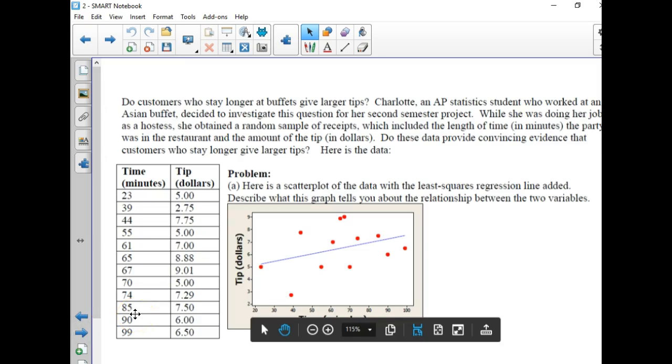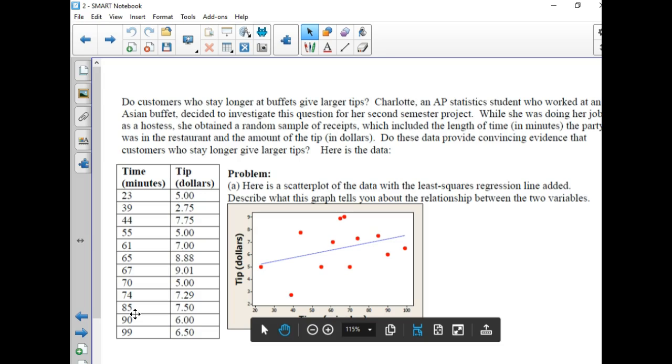I'll read through the problem. Again, I want to remind you that I'm taping. Do customers who stay longer at buffets give larger tips? Charlotte, an AP Stat student who worked at an Asian buffet, decided to investigate this question for her second semester project. While she was doing her job as a hostess, she obtained a random sample of receipts, which included the length of time in minutes the party was in the restaurant and the amount of tip in dollars. Do these data provide convincing evidence that customers who stay longer give larger tips?